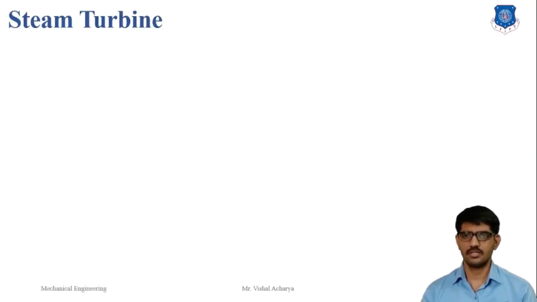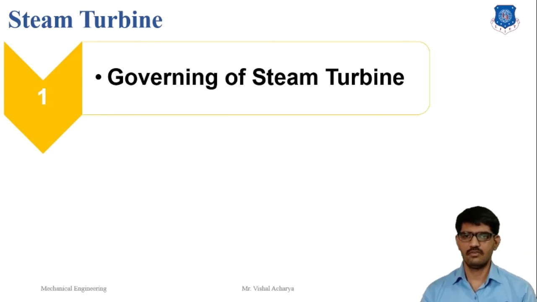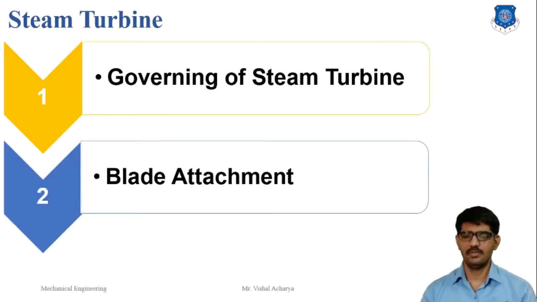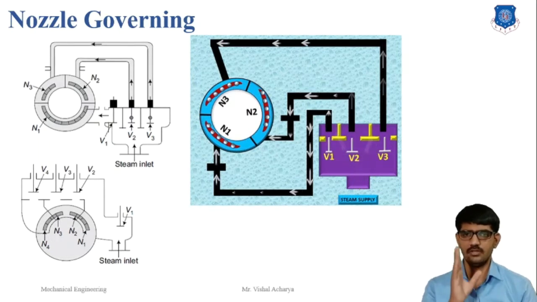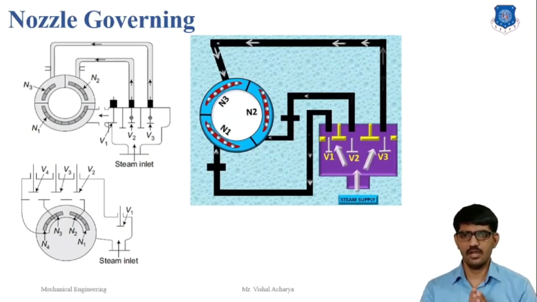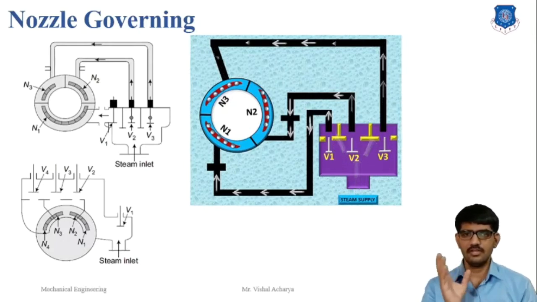Today we will discuss the governing of steam turbine and blade attachment. In this method, the first stage nozzles are split into groups which are controlled by individual throttle valves. Various arrangements of valves and groups of nozzles are employed. Three such arrangements are shown in the first figure.